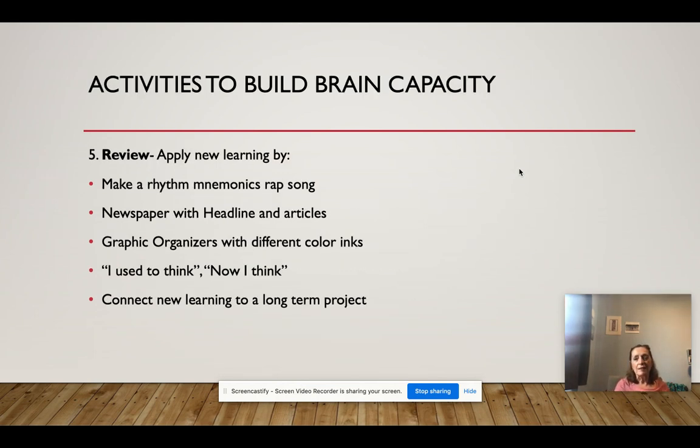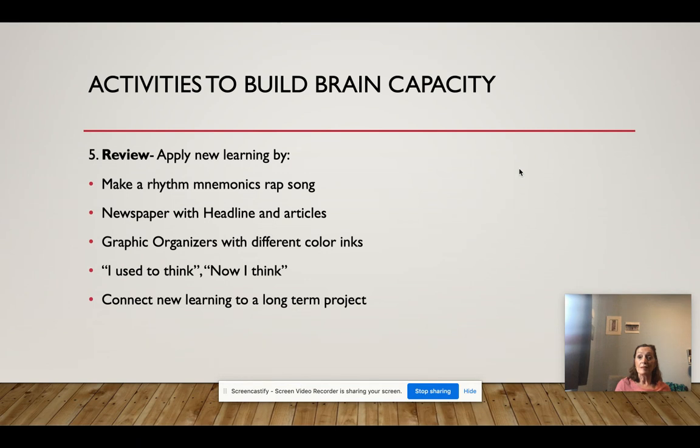And finally, activities to build brain capacity. In order to do all of this learning, after you've chewed on it, you have to review it, and you have to apply it in that review. So there may be a song that you've made about the learning. It may be a rap song with mnemonics of some kind that kids can connect to and access.